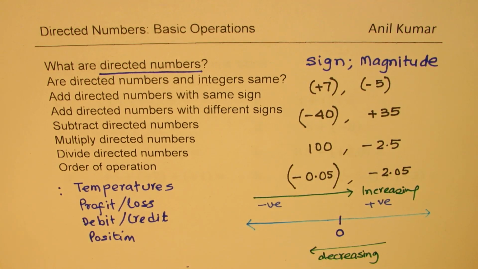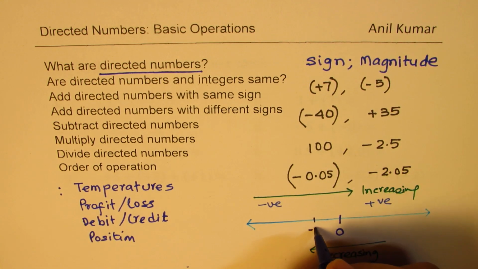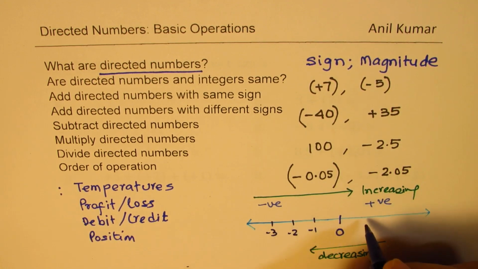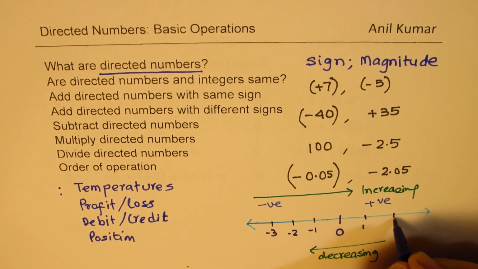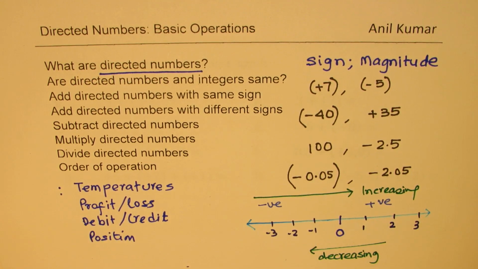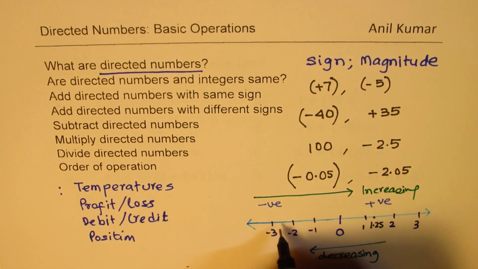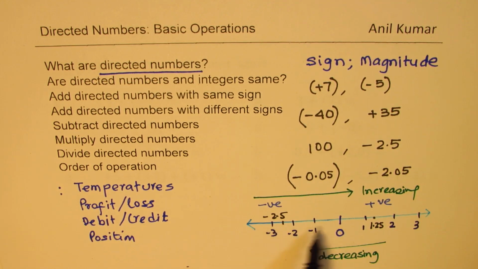To give you an example, we could have numbers like minus 1, minus 2, minus 3. On the right side, we'll have 1, 2, 3, and so on. The arrow indicates that they are infinite numbers. Numbers in between, we can have 1.25, we can have minus 2.5 or anything. So all these numbers are directed numbers. Is that clear to you?